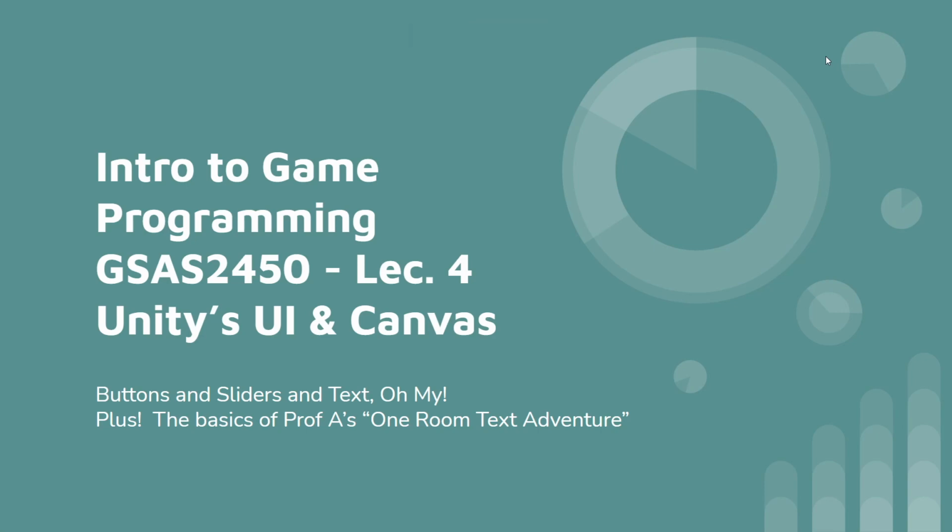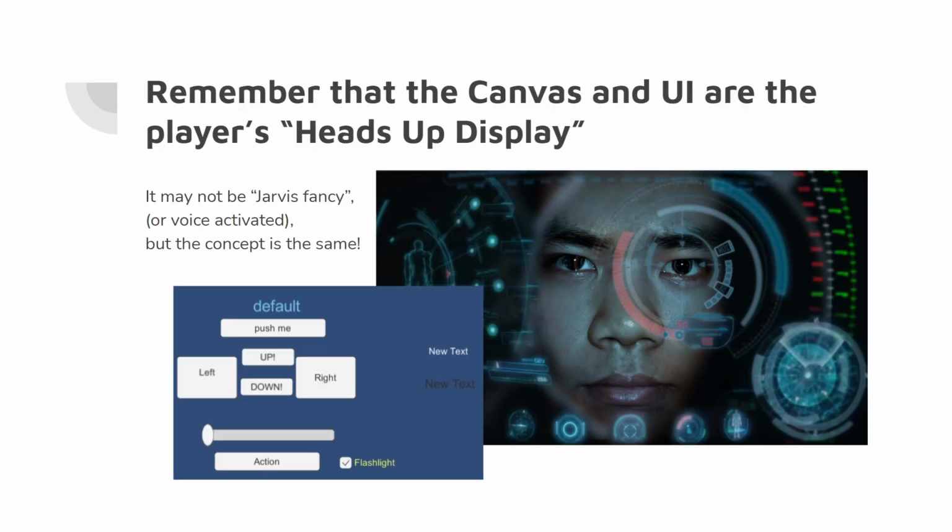So let's talk more about Unity's UI and Canvas, plus the basics of our one-room adventure. We can get to that. Now remember that the Canvas and UI are basically the player's heads-up display. They appear over the game, so none of the objects that we're placing, other than the player and the door, those were things we placed as empty game objects. They were in the world, the game world there. The other ones were really just on this canvas, right? So they're overlaying the world.